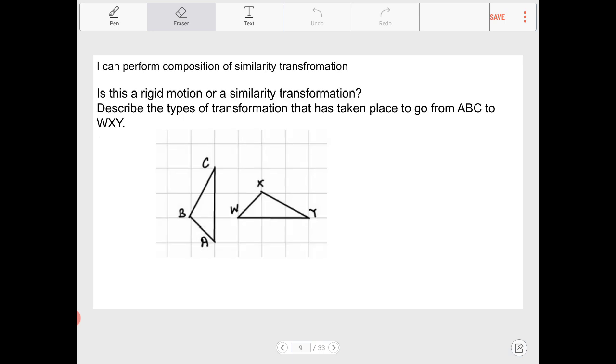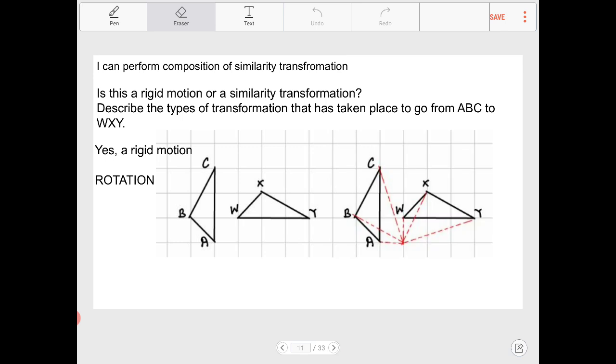Let's take a look at this example here. Is this a rigid motion or a similarity transformation? Describe the type of transformation that has taken place to go from ABC to WXY. Pause the video to see if you can articulate for yourself. If you look at this, ABC and WXY are definitely not oriented in the same manner, so there most definitely is going to be a rotation of some kind happening. So yes, this is going to be a rigid motion. And the rotation can be found by doing something like this.